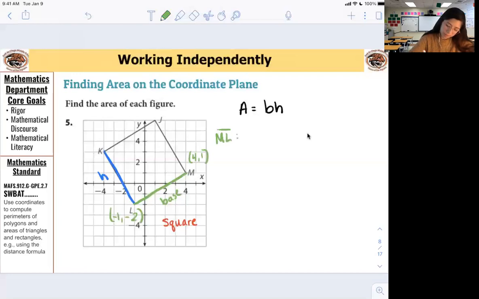Distance formula. Should be memorized by now. What is it? Distance formula, the square root of what?